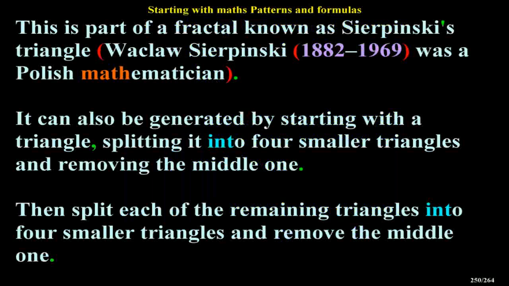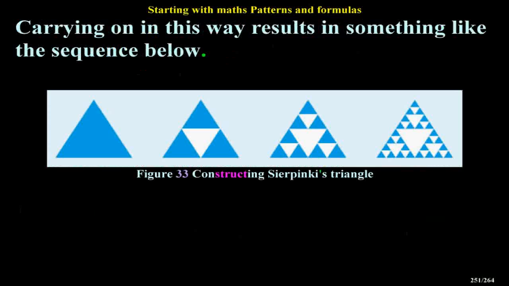It can also be generated by starting with the triangle, splitting it into 4 smaller triangles and removing the middle one. Then split each of the remaining triangles into 4 smaller triangles and remove the middle one. Carrying on in this way results in something like the sequence below. Figure 33: constructing Sierpinski's triangle.